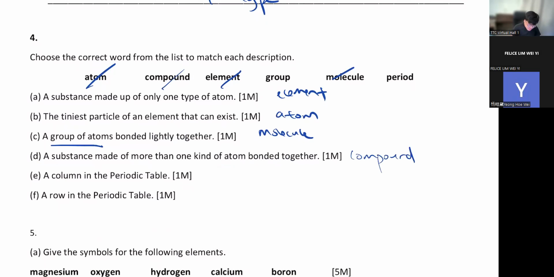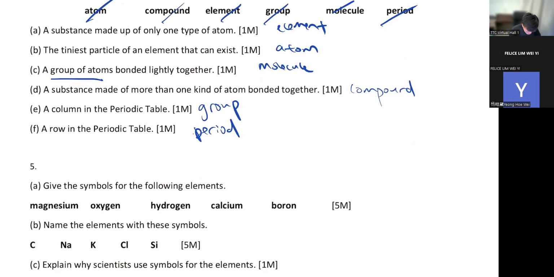Okay, compound. So a column in the periodic table, column is like that. So that's your group. A row, horizontal, this is your period. This is what you need to know. Okay, next, number 5.